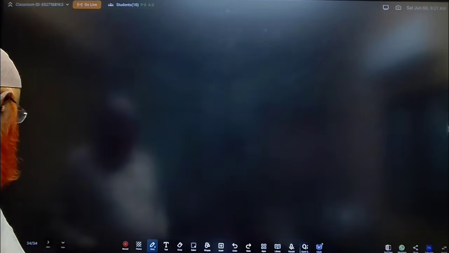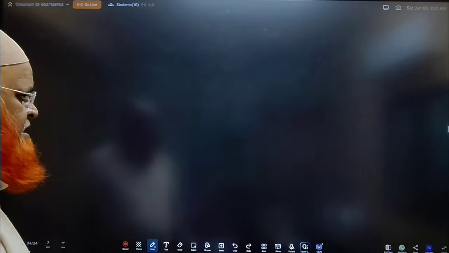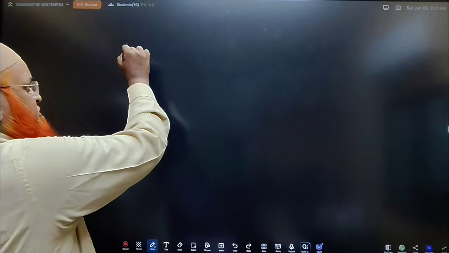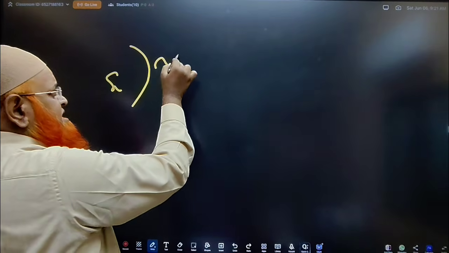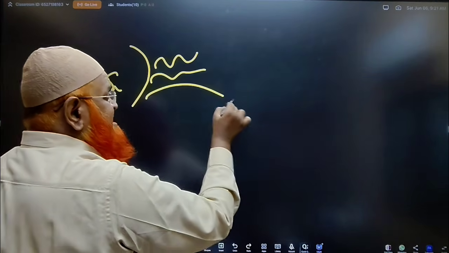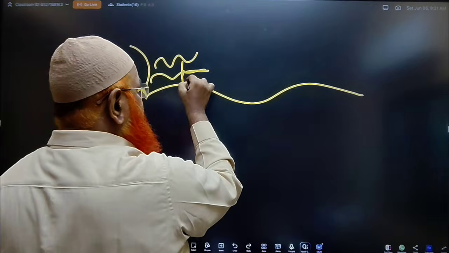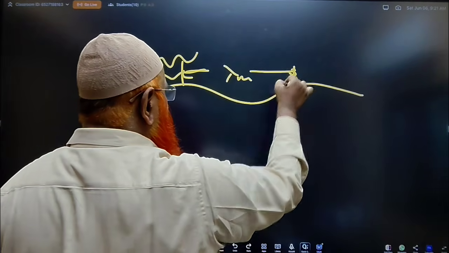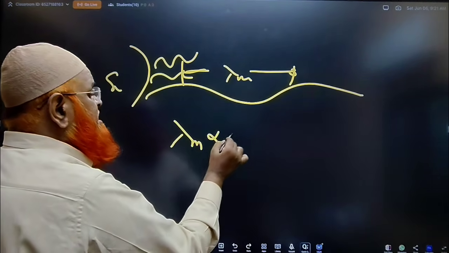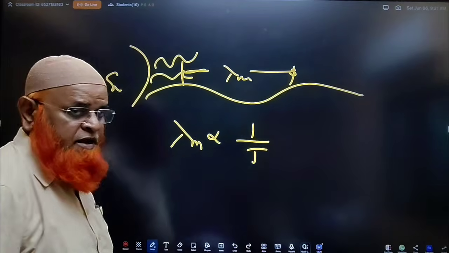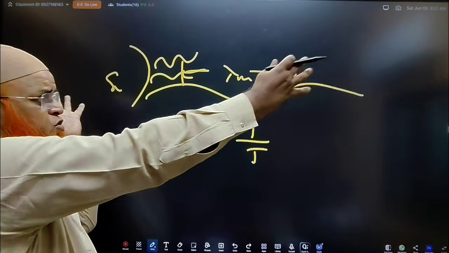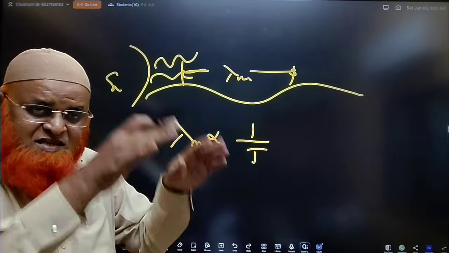Wien's constant. Sunlight comes in the form of waves. Among those, consider the maximum wavelength. Maximum wavelength is inversely proportional to absolute temperature. Those waves whose wavelength is maximum have lower temperatures.